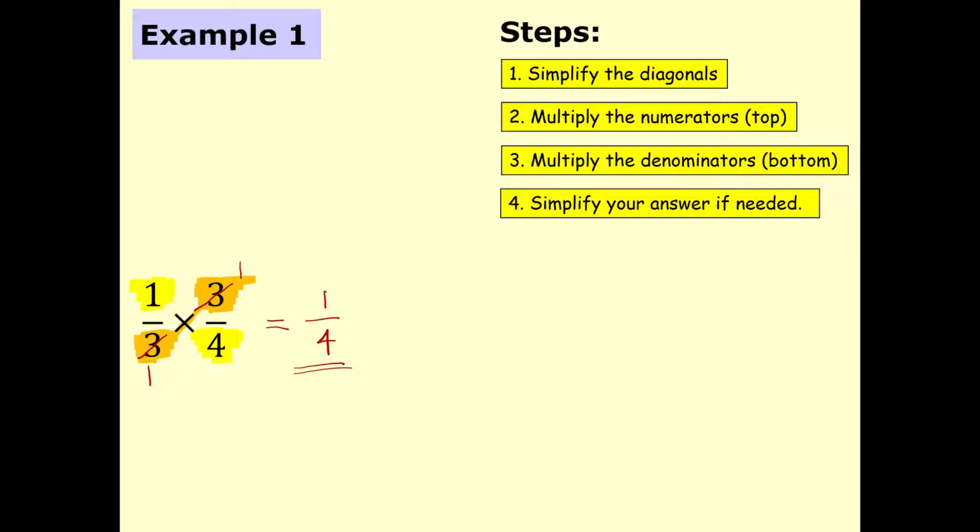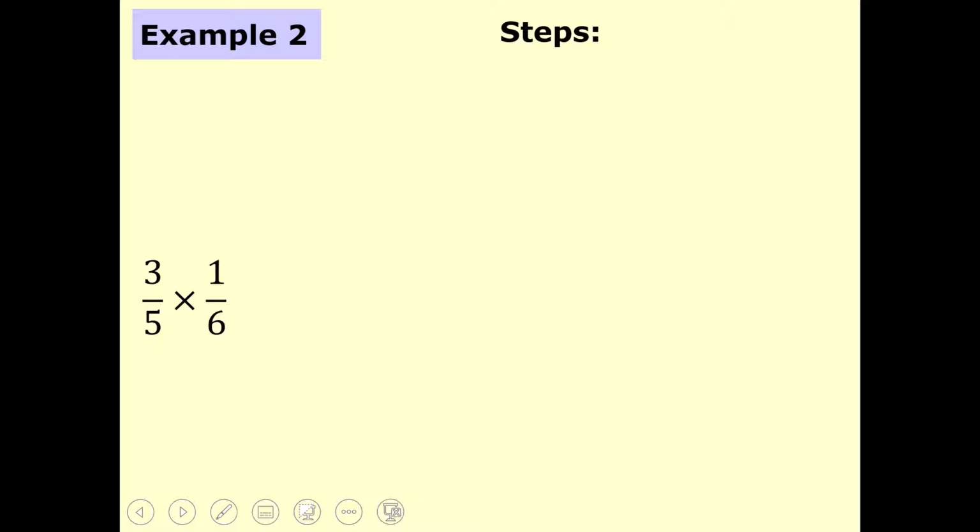Can you please make sure you're copying these examples down as we go, including, if you've got a highlighter, to highlight your diagonals, that is really useful. And make sure you're copying every step down as well. Okay, on to a second example.